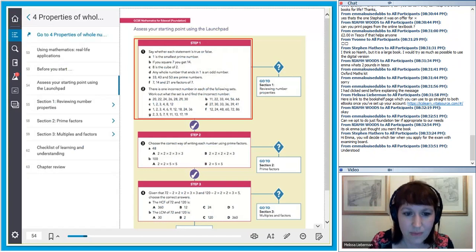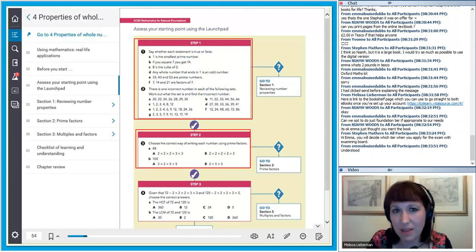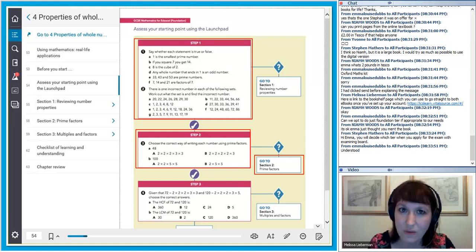You can go on to the next section. But if you can't answer the questions, then you go on to the section. So this flowchart is to just give you an idea of what you can do already and what you might still need to learn. And if you can't answer these questions, don't panic. It just means that you need to work through that section in the book.